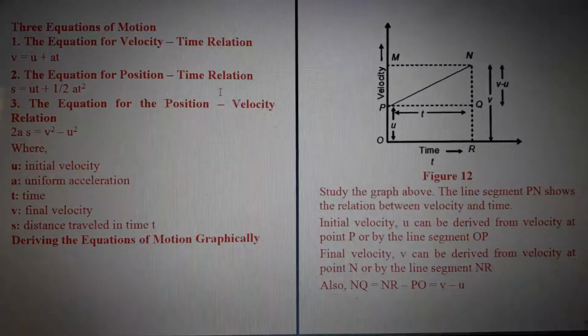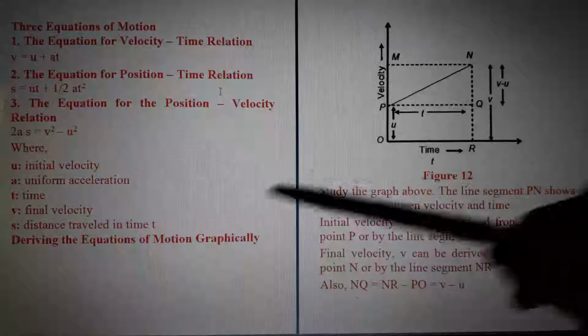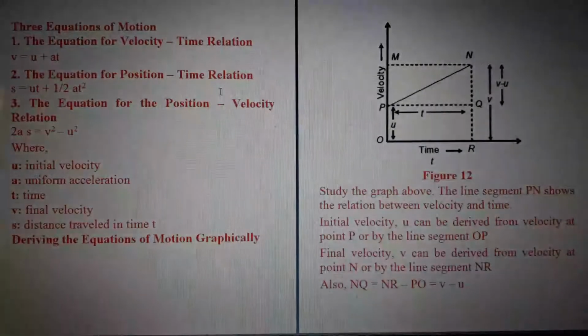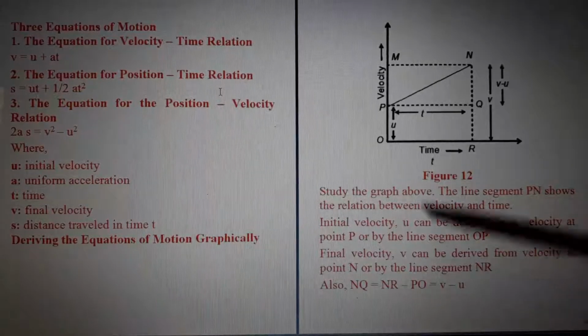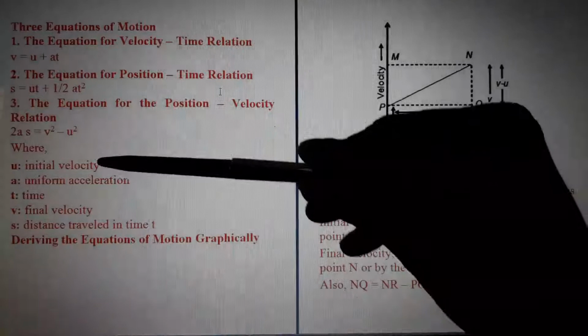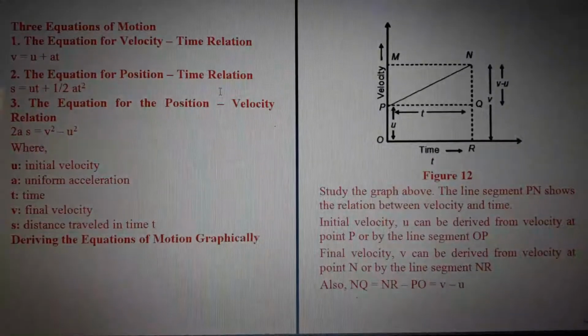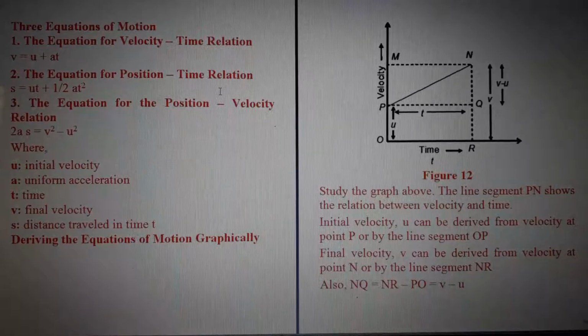Anyway, I'm not making you bored by explaining that again and again. You already know about the three different types of equations. If you are beginning the essay, you want to write things like this, and mention each and every term. You already know: U is initial velocity, A is acceleration, T is time, V is final velocity, and S stands for the distance traveled or the displacement in a particular time T.